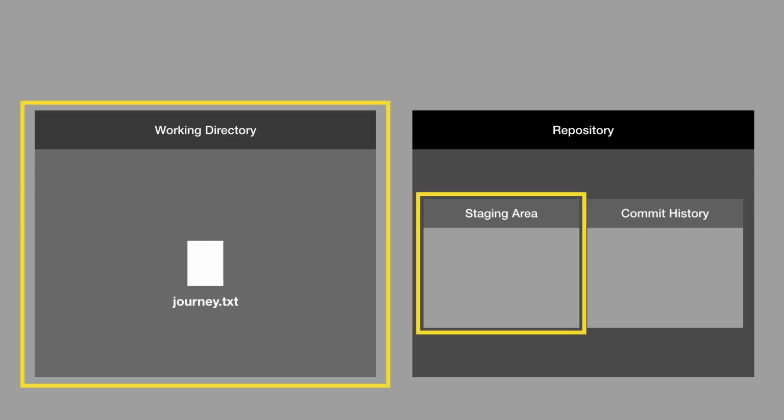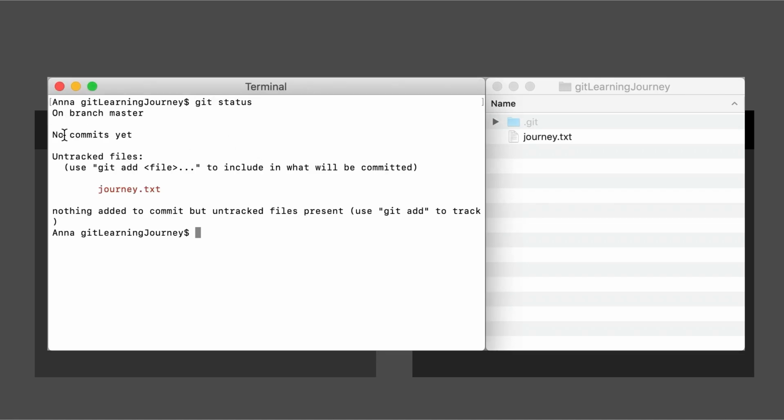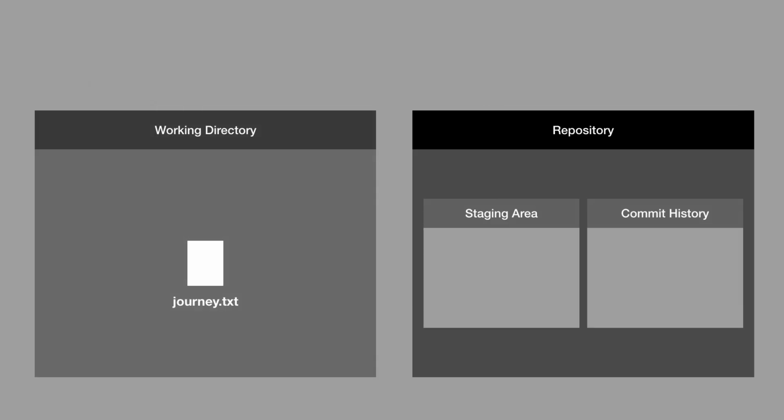Let's see this in action. We go into the terminal, we type in git status, and we can see it tells us there are no commits yet, but there are untracked files. It also tells us to use git add to include in what will be committed, and it shows us our journey.txt file. So our journey.txt file is untracked, it's not yet being version controlled, and it also told us to git add in order to include in what will be committed.